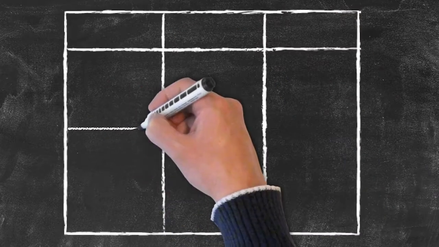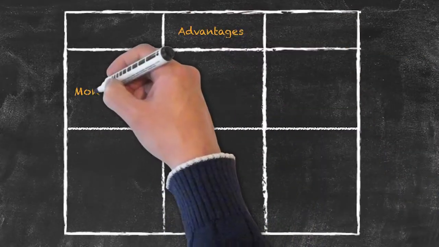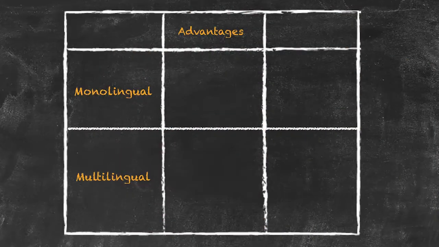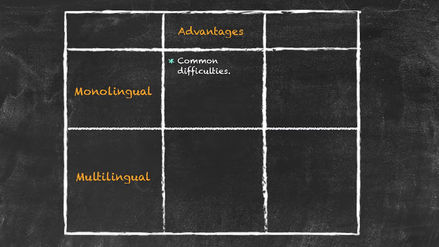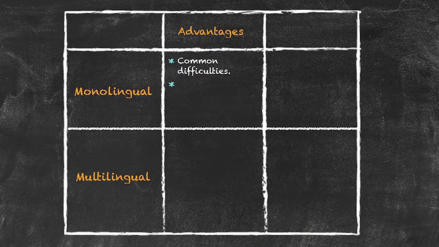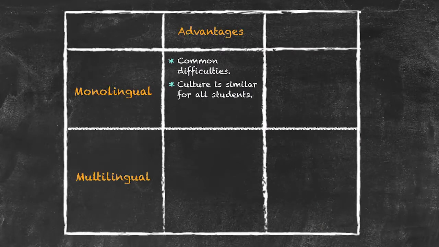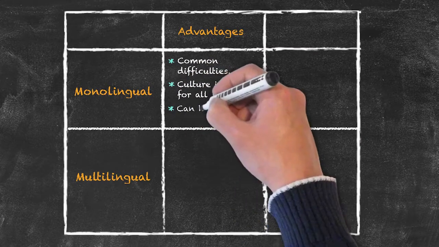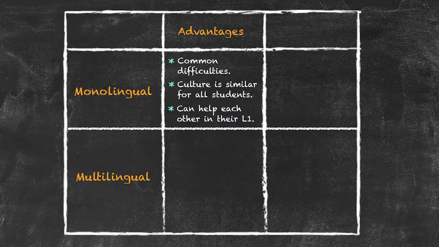So let's have a run through the advantages, first of all, for the monolingual and the multilingual classes. For a monolingual class, because they all come from the same country and speak the same language, they're going to have some common difficulties. This is an advantage to us as the teacher because we can work on those common difficulties with the whole class. Secondly, because they're all from the same country, they will be culturally similar. And finally, another advantage with the monolingual class is that they can actually help each other in their native language.